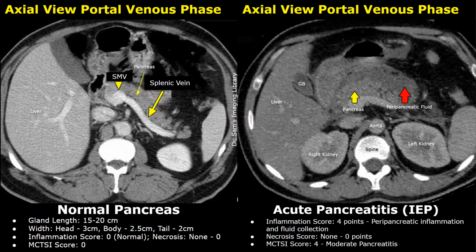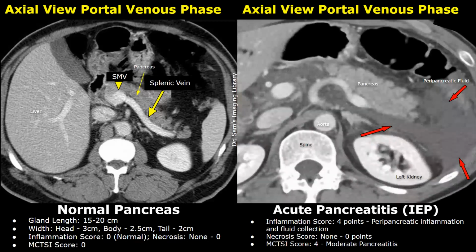In this image, there is fluid outside the pancreas. This is the interface between the pancreas and the fluid. The pancreas is seen just anterior to the splenic vein. It is slightly brighter than the fluid and has adequate enhancement. The inflammation score is 4, necrosis score is 0, and the MCTSI score is 4, indicating moderate pancreatitis.